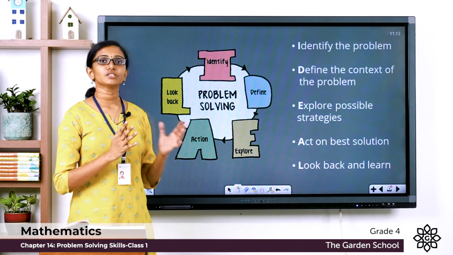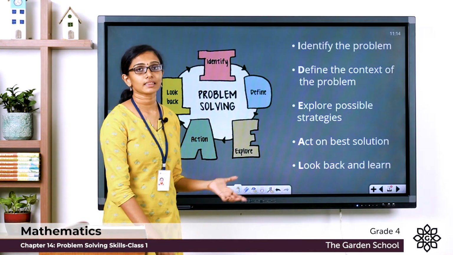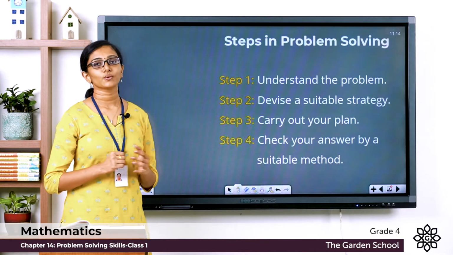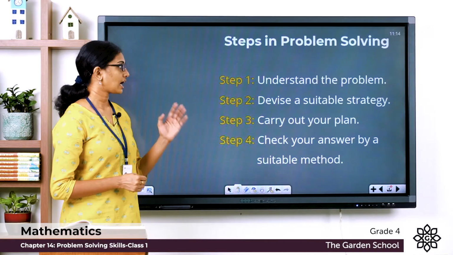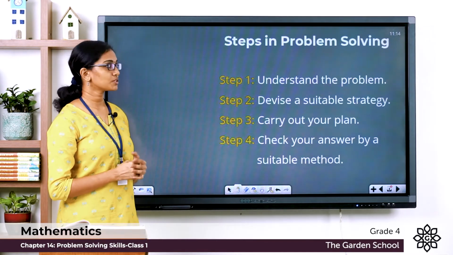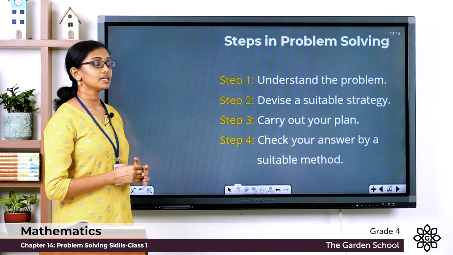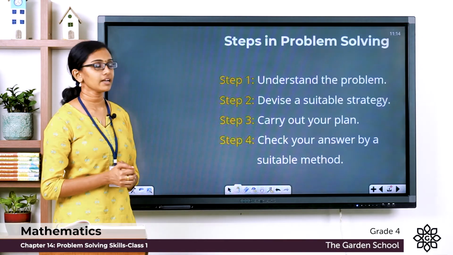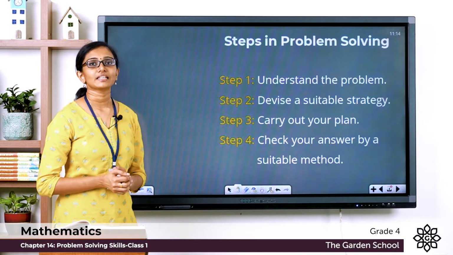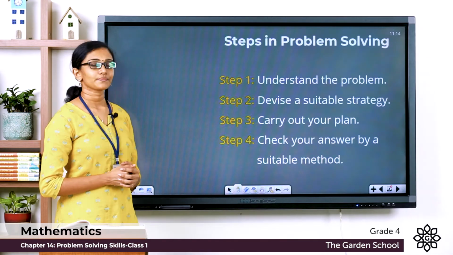So you can say in general, any problem solving method can be explained in 4 steps. Step 1, understand the problem. Step 2, devise a suitable strategy or plan. Step 3, carry out or work out your plan. And step 4, check your answer by a suitable method.